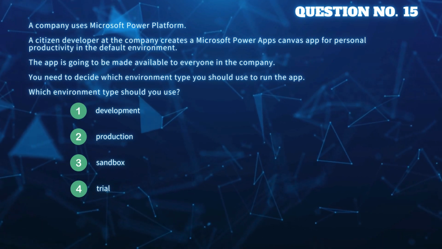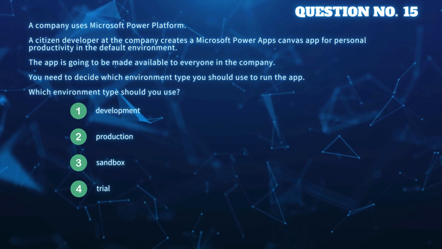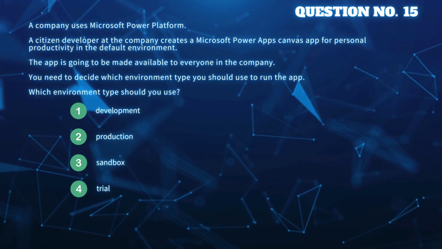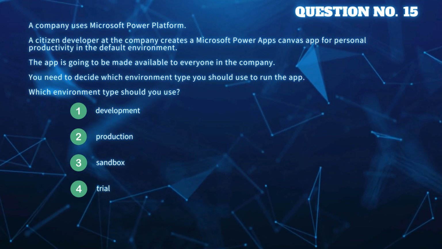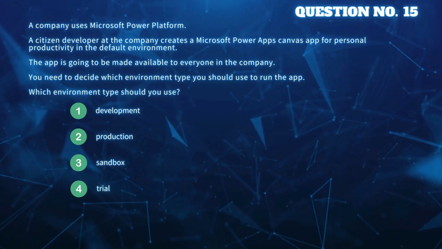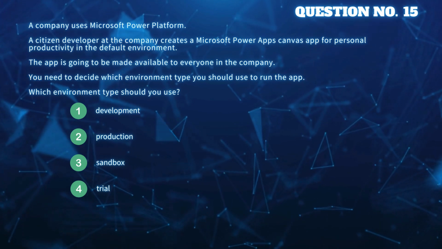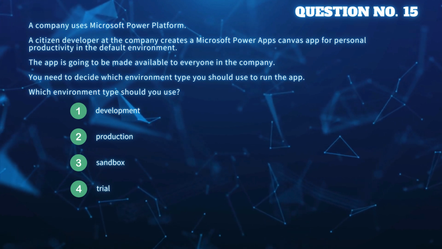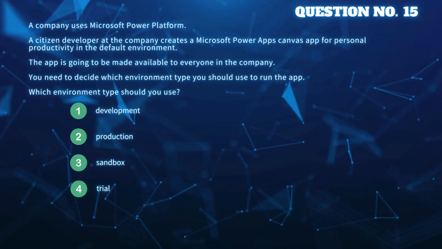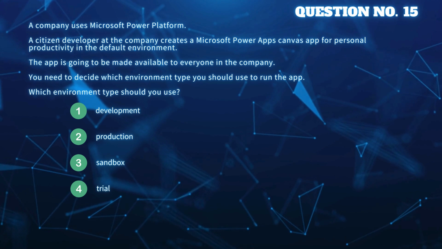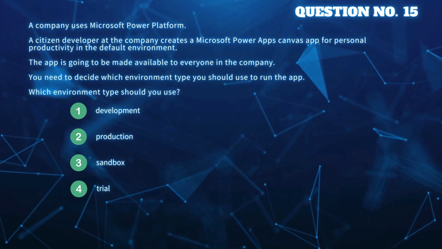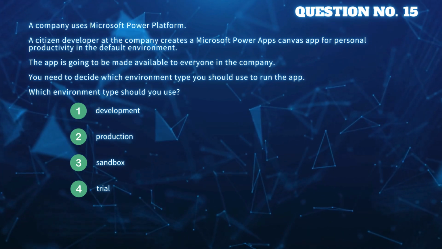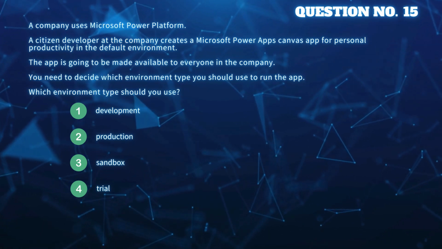A company uses Microsoft Power Platform. A citizen developer at the company creates a Microsoft Power Apps Canvas app for personal productivity in the default environment. The app is going to be made available to everyone in the company. You need to decide which environment type you should use to run the app. Which environment type should you use? Option 1, Development. Option 2, Production. Option 3, Sandbox. Option 4, Trial.